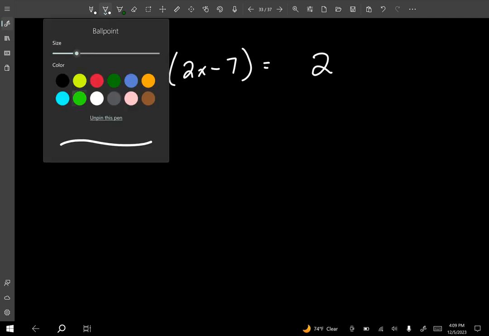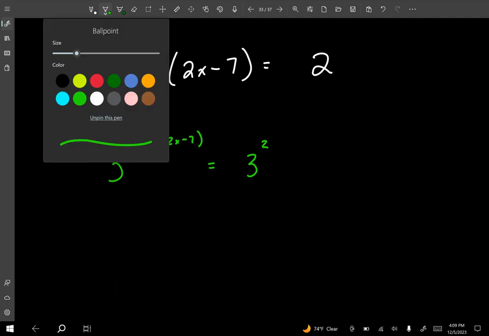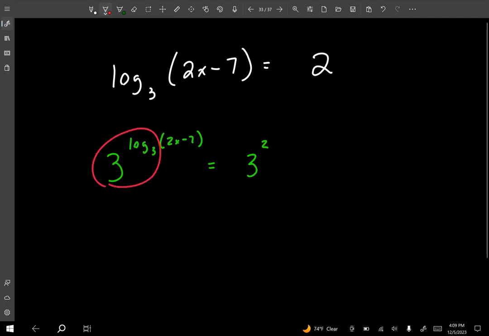All right. So let's do the same thing we did before. I'm going to notice that my base here is 3. So I'm going to make both sides of this equation the exponents of a 3. Just like that. And now I'm going to cancel these out. These are going to be gone. And this is going to go down. This is all that's left.